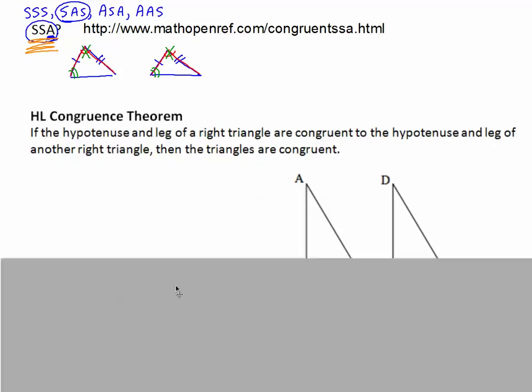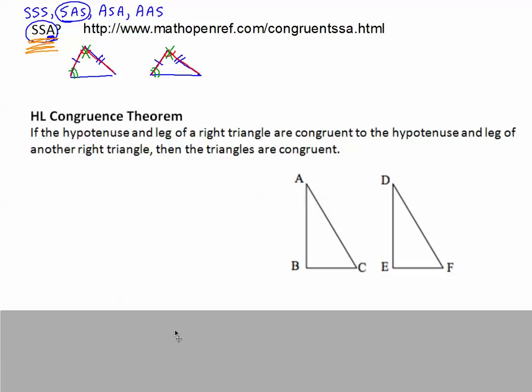So let's check out. Here's a time when you're going to ask the question about SSA again. HL congruence theorem. HL stands for hypotenuse leg. When do you have a hypotenuse? When you have a right triangle. So here's the theorem. If the hypotenuse and leg of a right triangle are congruent to the hypotenuse and leg of another right triangle, then the triangles are congruent.